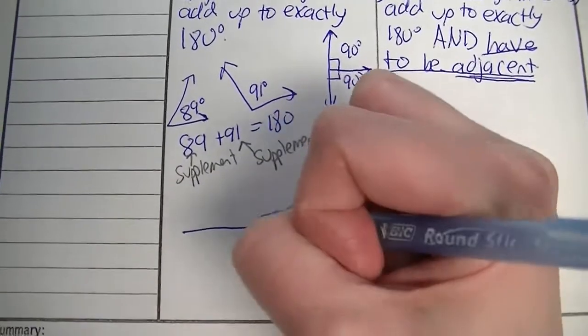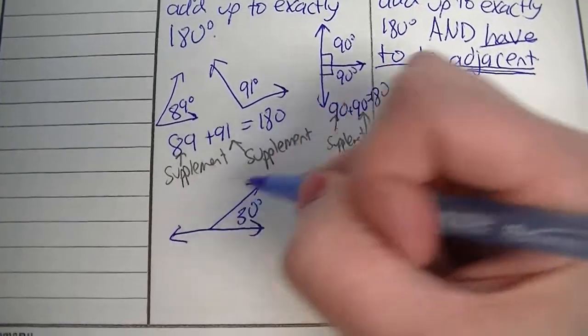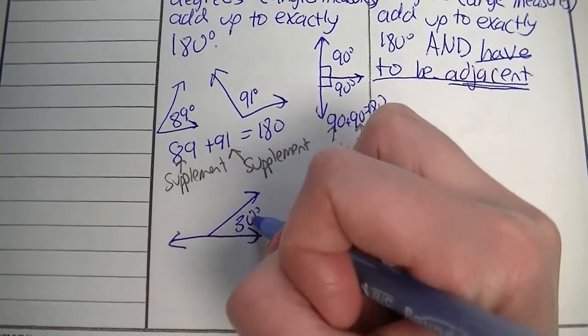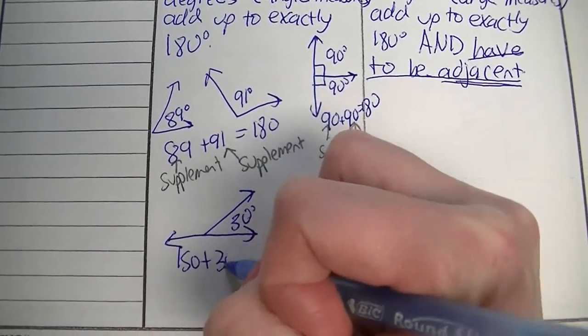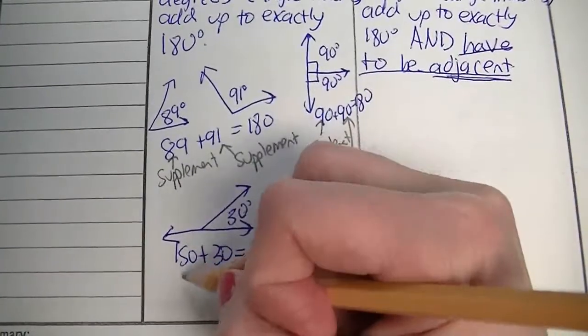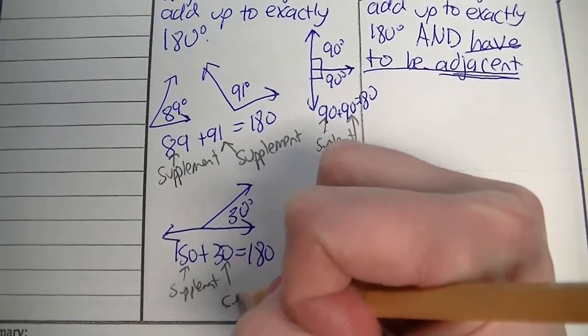Let's draw another example, just a quick sketch. Again, it's not drawn to scale. So if this one was 30 degrees, how many degrees would this one have to be? They've got to have a sum of 180 degrees, so if this is 30, this one has to be 150 degrees, because 150 plus 30 is 180 degrees. So this is a supplement, and this is a supplement.